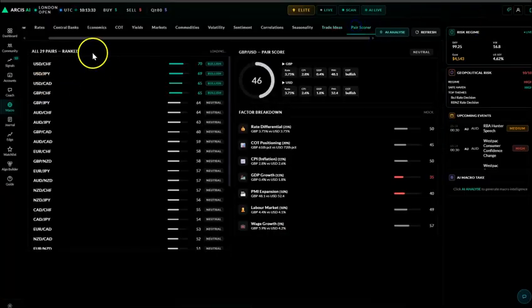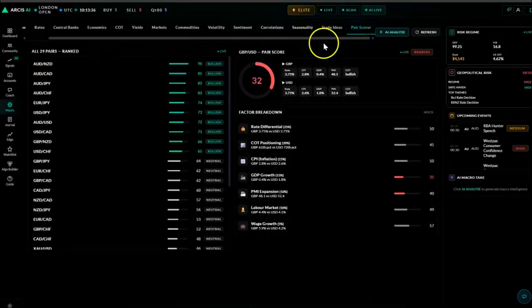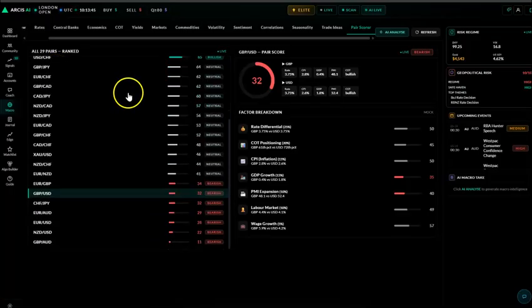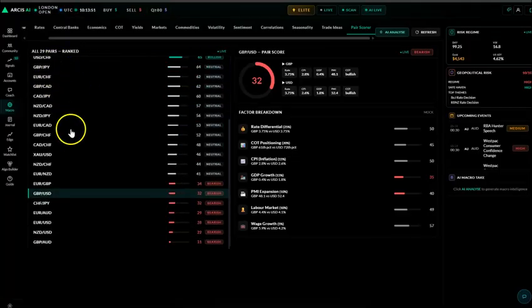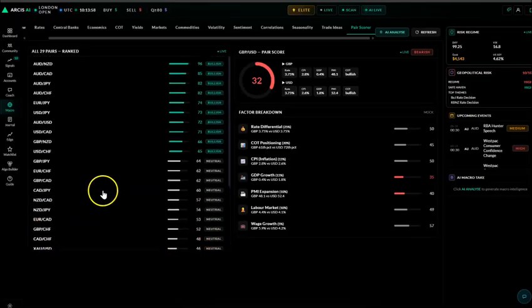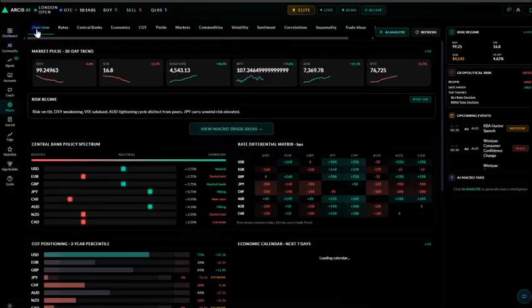And at the end, last but not least, we have the pair score. So it's reading all the data and coming up with bullish or bearish signals depending on what the data is saying. AUD Kiwi, very strong bullish signal. All the Aussie pairs, very strong bullish pair signals. And some of the Aussie cross pairs down there that are bearish. So that is the Arcis AI macro dashboard broken down.